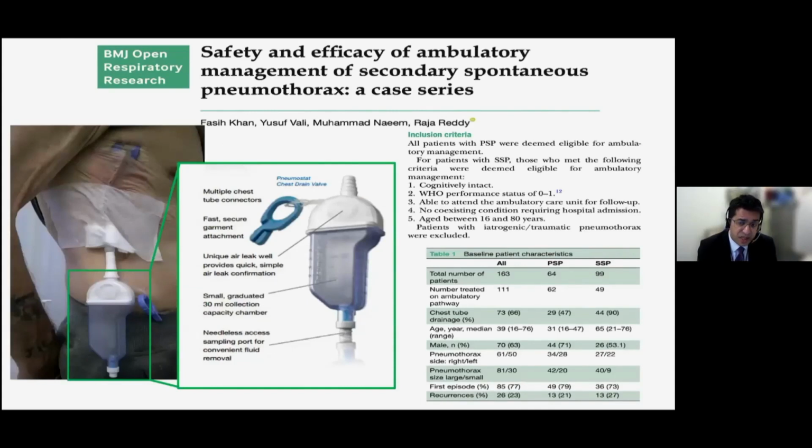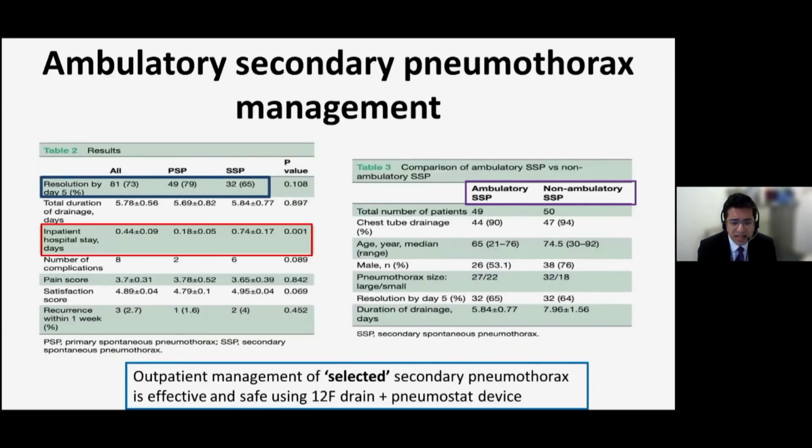However, there is interest from the UK. This is a group in Kettering, near to Leicester, who used a 12 French drain and a pneumostat device in secondary pneumothorax. So perhaps in selected patients, you can manage them in an ambulatory fashion.